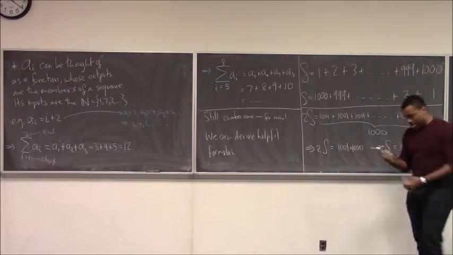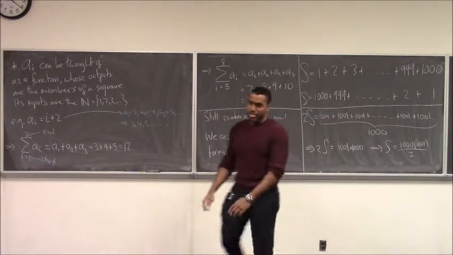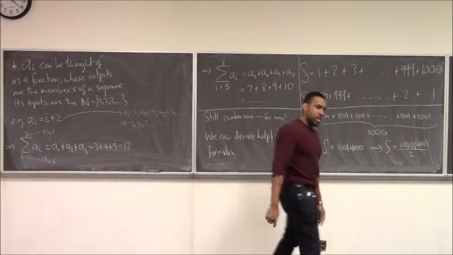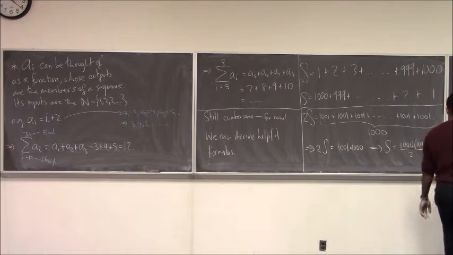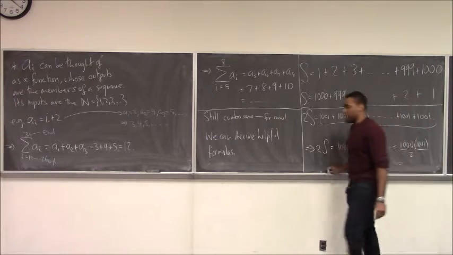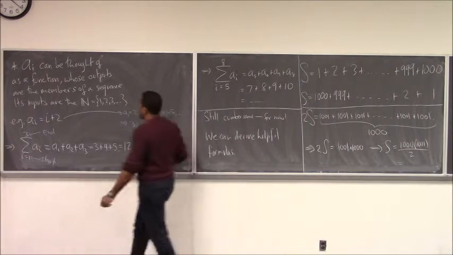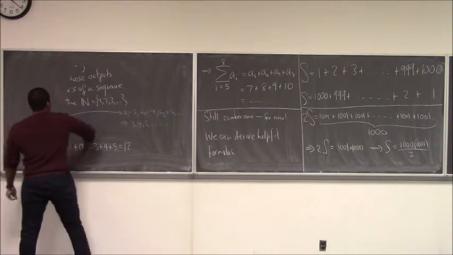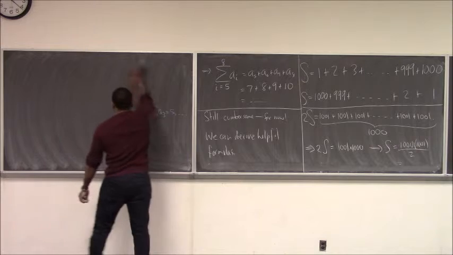So while his classmates were there counting on their fingers, trying to figure out this very difficult problem, he was just multiplying 500 by 1,001. And for little Gauss, it didn't take too long. But it turns out you can do this in general up to n.